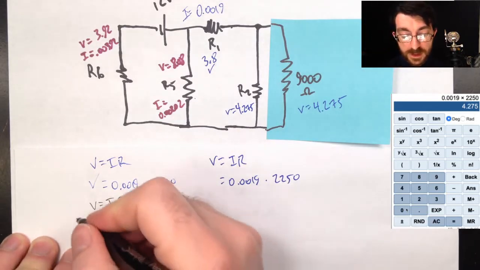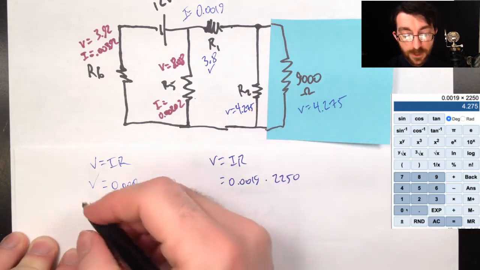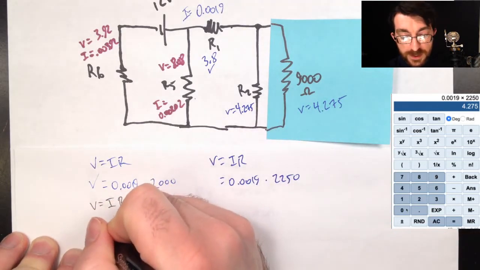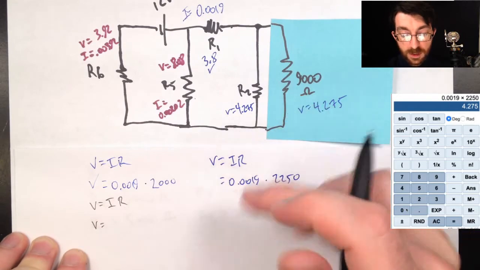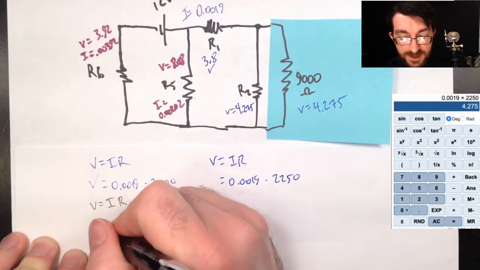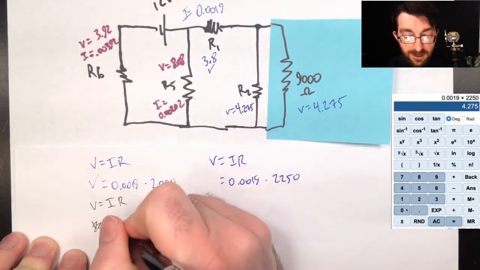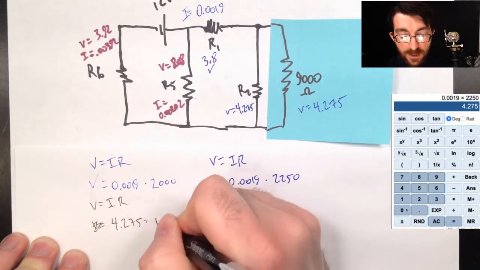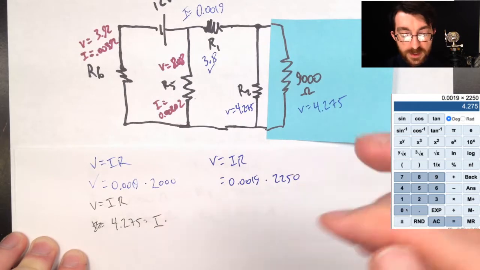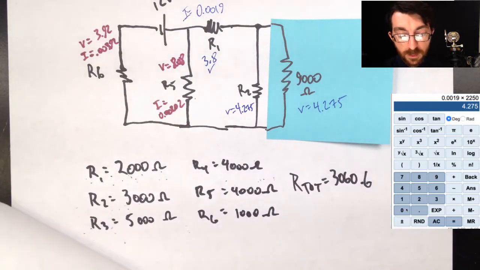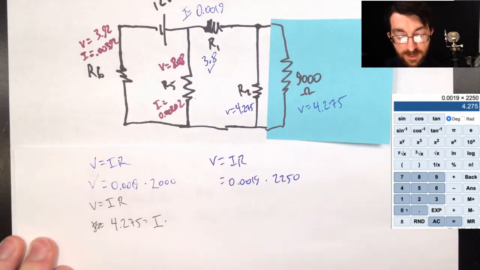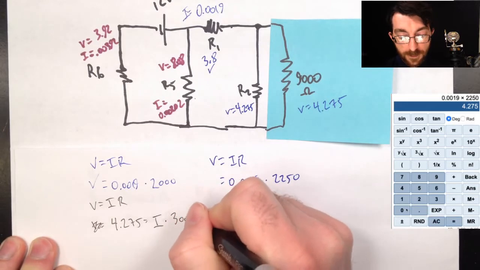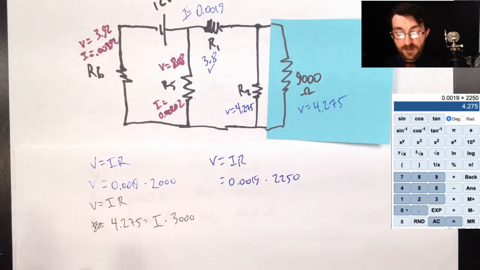So the voltage, let's do R2 first. The voltage across resistor 2 should be the, oh, wait, I'm sorry. I know what the voltage is. The voltage across resistor 2 is 4.275. That should equal the current, which we don't know, times the resistance, which we do know, which is, R2 is 3,000. So we're going to have to divide 4.275 by 3,000.